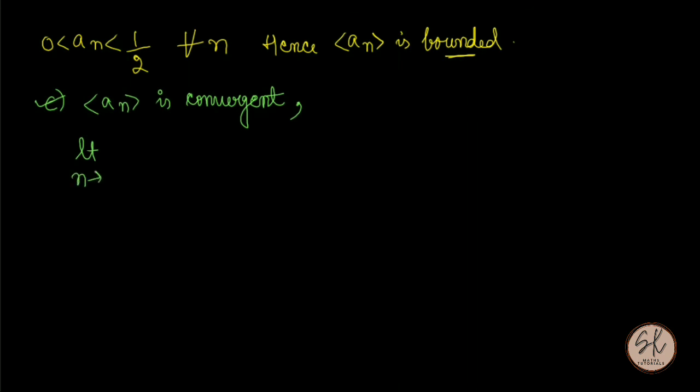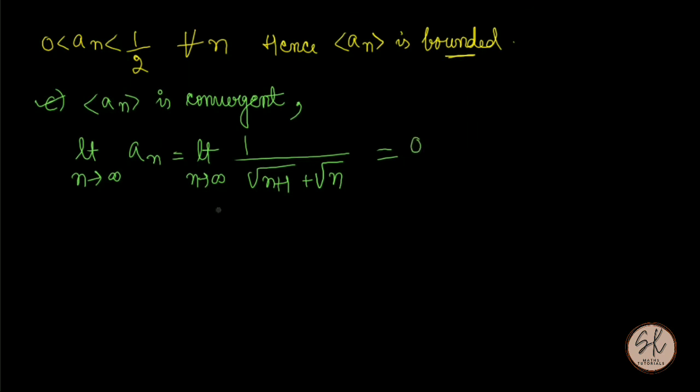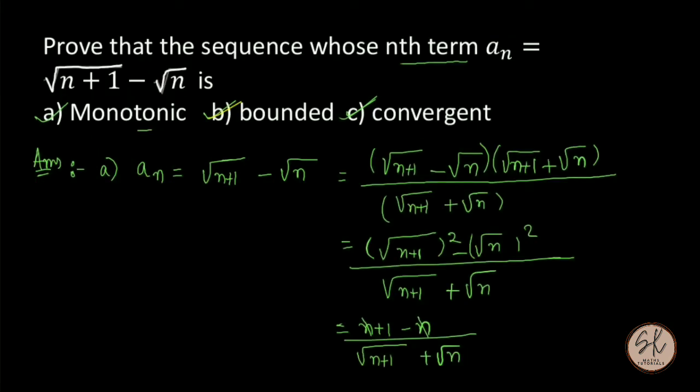The limit as n tends to infinity of a_n is equal to the limit as n tends to infinity of 1/(√(n+1) + √n). As n is infinity, 1/infinity is 0. So the sequence a_n is convergent, and it converges to 0. So we proved all three parts, hence this question is proved finally.